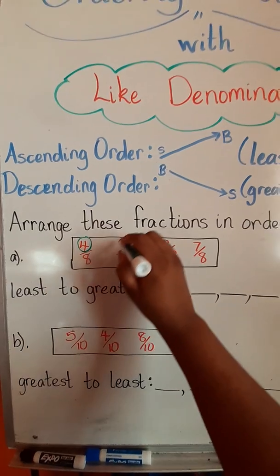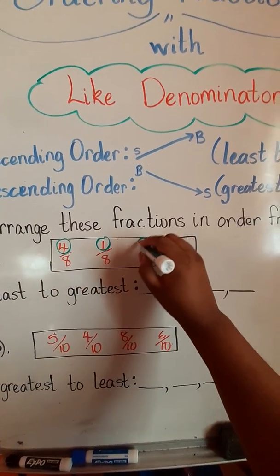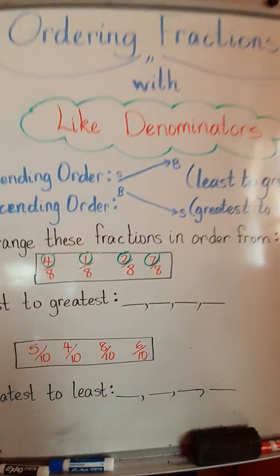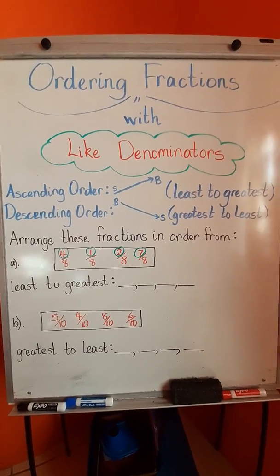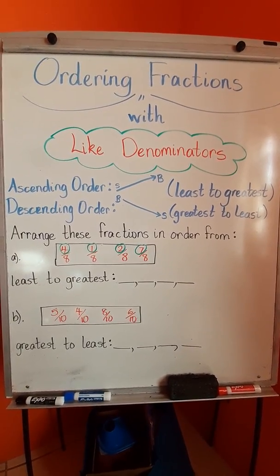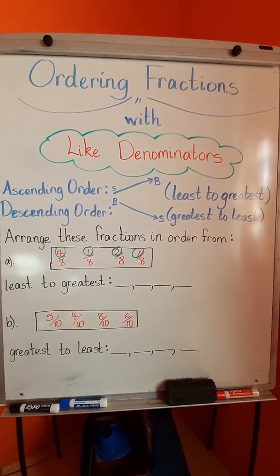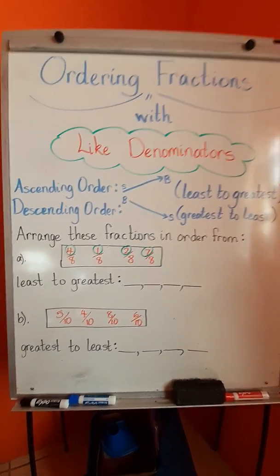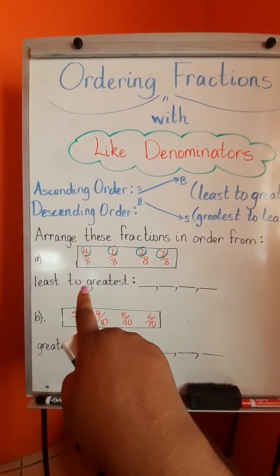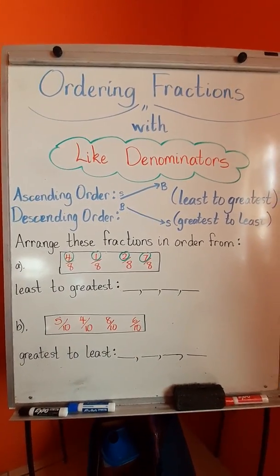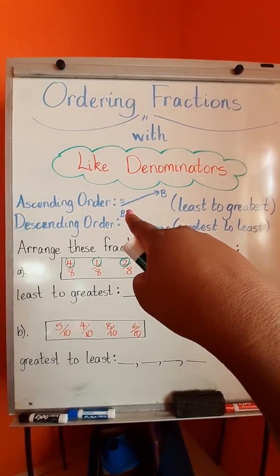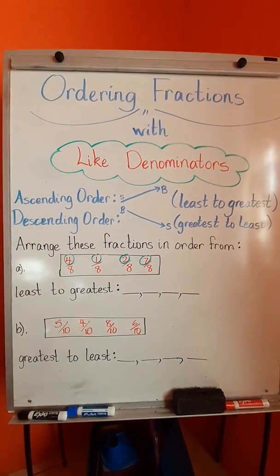4, 1, 2, and 7. When we are done circling these fraction tops, we can now look to determine which is smaller and which is bigger. Least to greatest means that we are going to go from the smallest amount to the biggest amount.